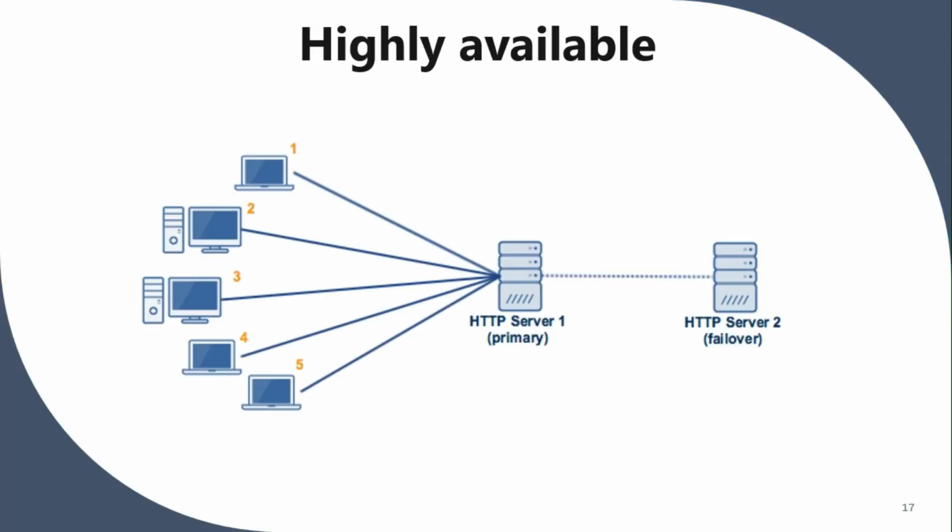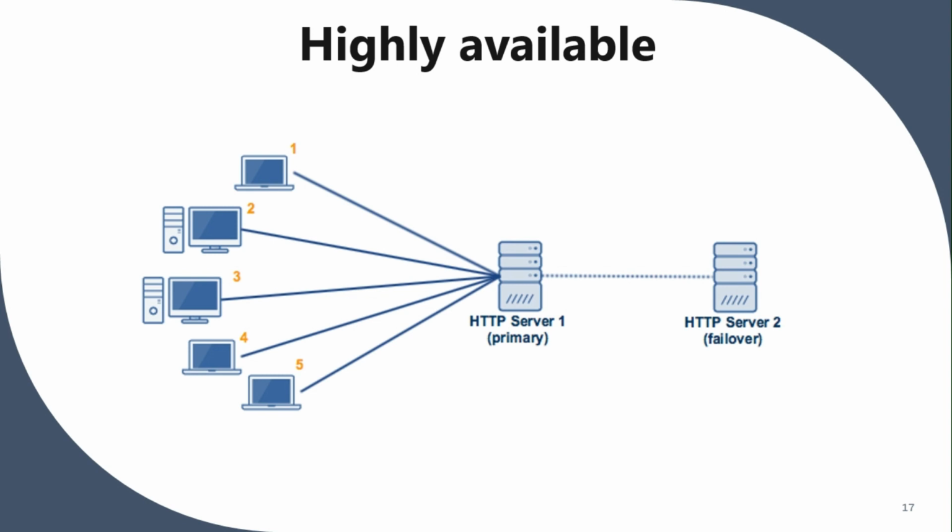So why high availability? High availability describes systems that are dependable enough to operate continuously without failing. What does that mean? If you see this diagram, there are multiple users trying to access server one, which is the primary server. In case this primary server goes down, it will fail over to server two. So we have a backup over there.